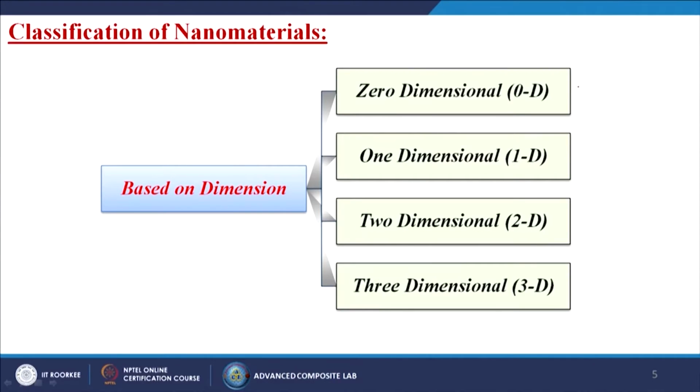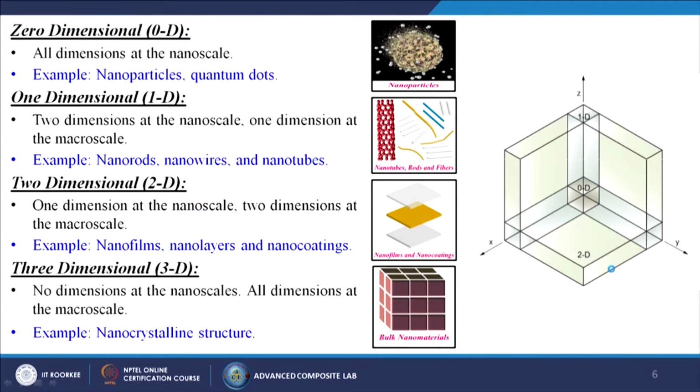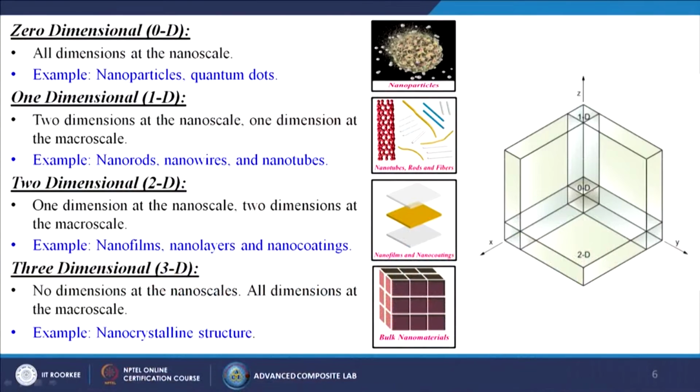Based on dimensions, it is divided into 4 parts. One is the 0 dimensional or 0D, 1 dimensional that is 1D, 2 dimensional that is 2D, and the 3 dimensional that is called the 3D. So, what is 0 dimensional? All dimensions are at the nanoscale itself. That means x, y, z all directions. So, in 0D, with this small confinement, all the dimensions are in the nanoscale, so x, y, z values are in the nanoscale. Examples are nanoparticles or quantum dots.